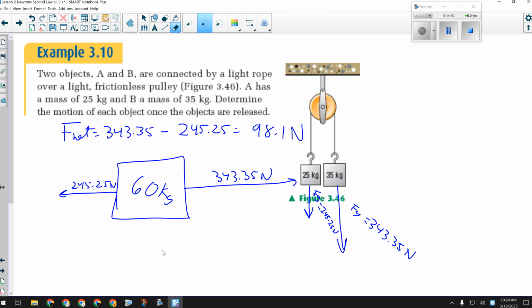Addison, what do we do next? I have the net force, and I want to find the acceleration. What's missing here? Right, divide both sides by my mass. I've got F net, I've got a, right? So I just take my 98.1 newtons divided by 60 kilograms.